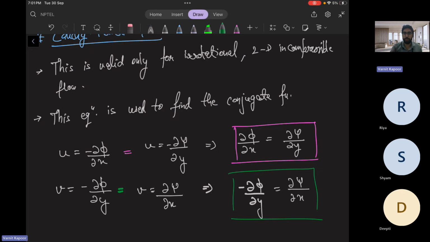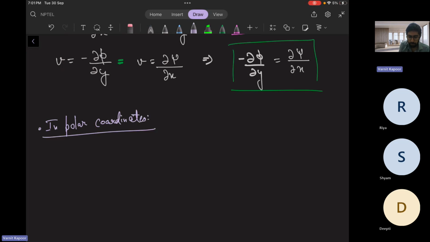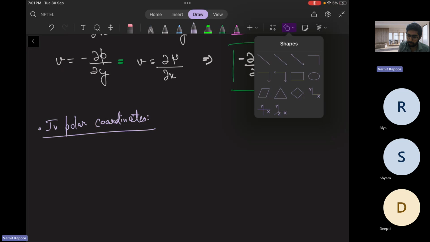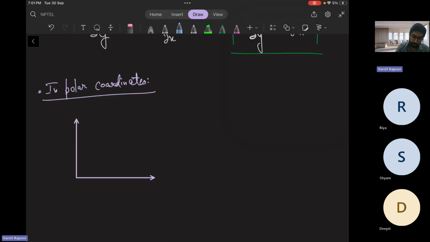Suppose I go through the polar coordinates. So let me do an analogy like that for polar coordinates. In polar coordinates, let us draw something like this. A fluid element is like this.